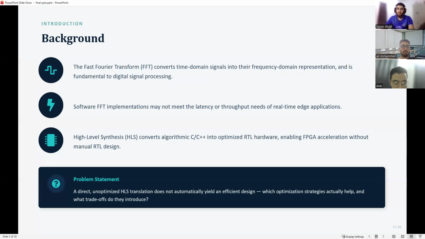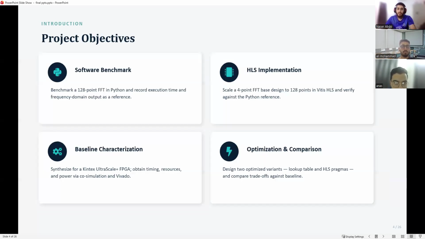So here in the objectives, we have four objectives. First, create a Python benchmark for a 128-point FFT. Second, we implement the same FFT in Vitis HLS and verify its correctness. And third, we analyze the baseline design by measuring timing, latency, power, and hardware resources. And finally, to apply two optimization methods and compare them with the baseline design.